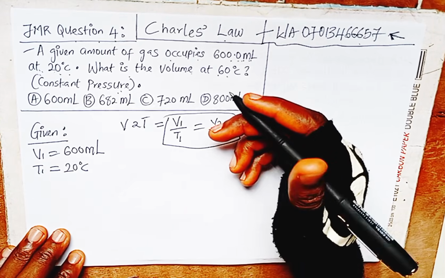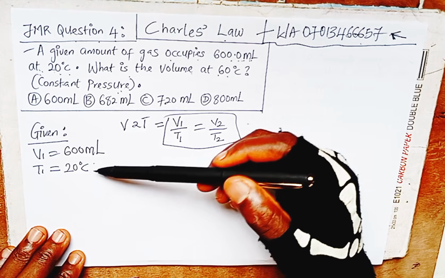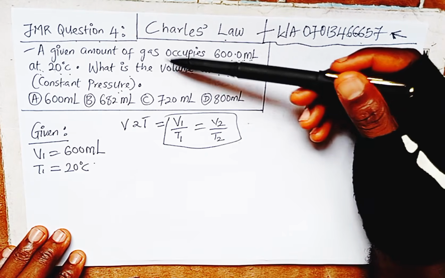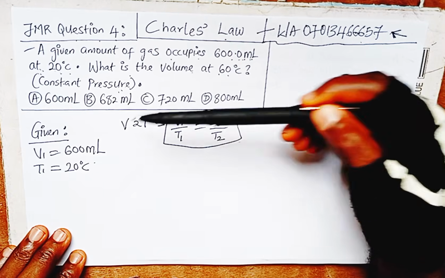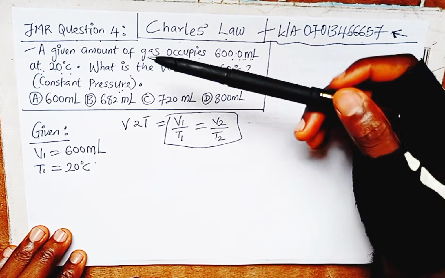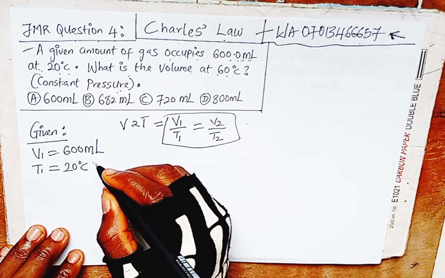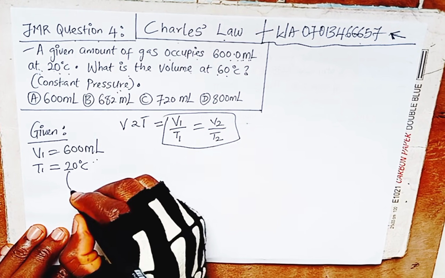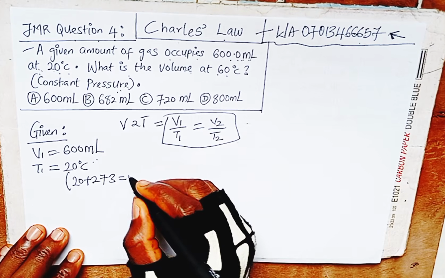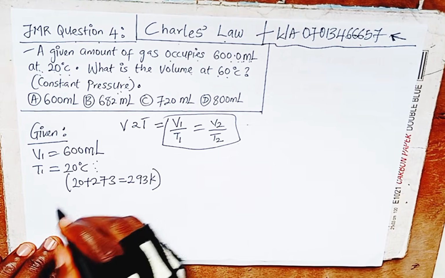Since it's Charles's law, I always say that it's only Boyle's law where you don't need to convert temperature to Kelvin. The temperature should be in Kelvin. Boyle's law is exempted because it does not vary with temperature; it's just constant temperature. But for Charles's law and the ideal gas law, ensure you convert your temperature to Kelvin. So we convert: 20 plus 273 gives us 293 Kelvin. This is our T1.